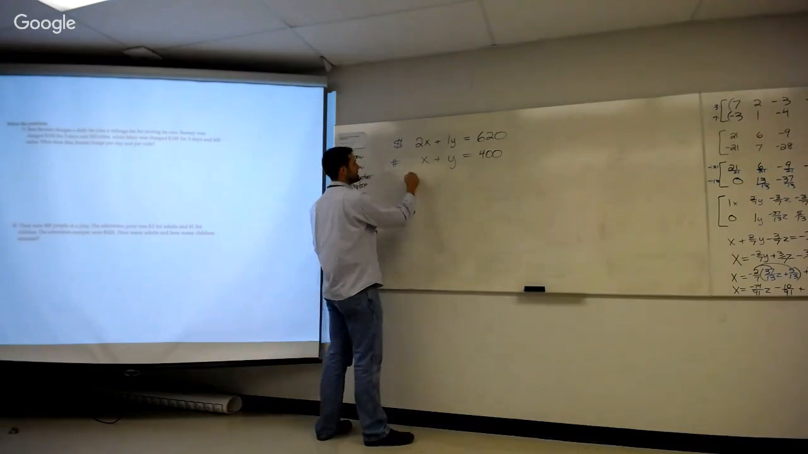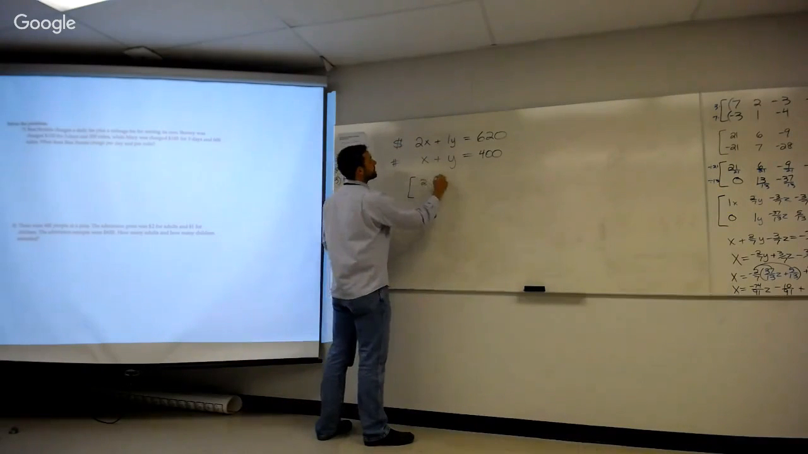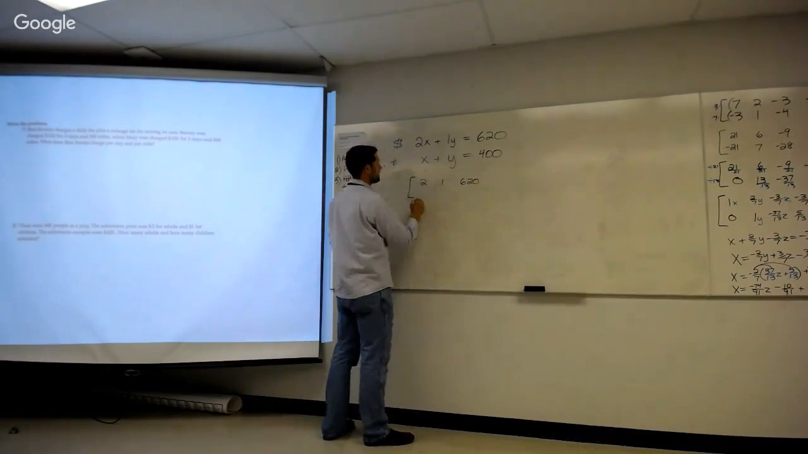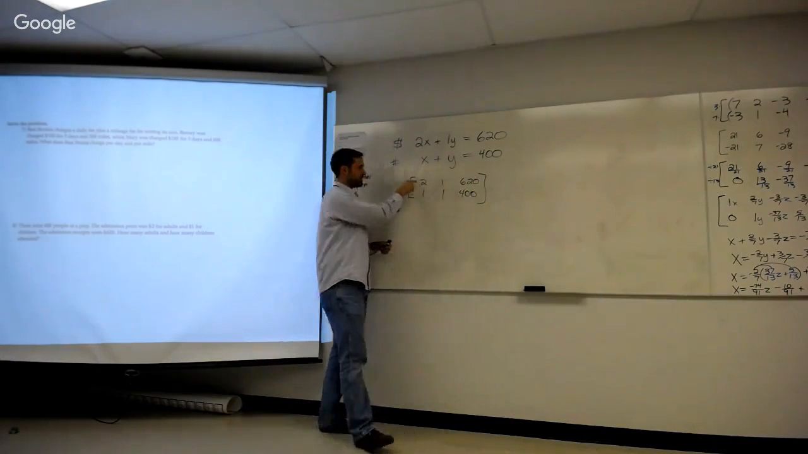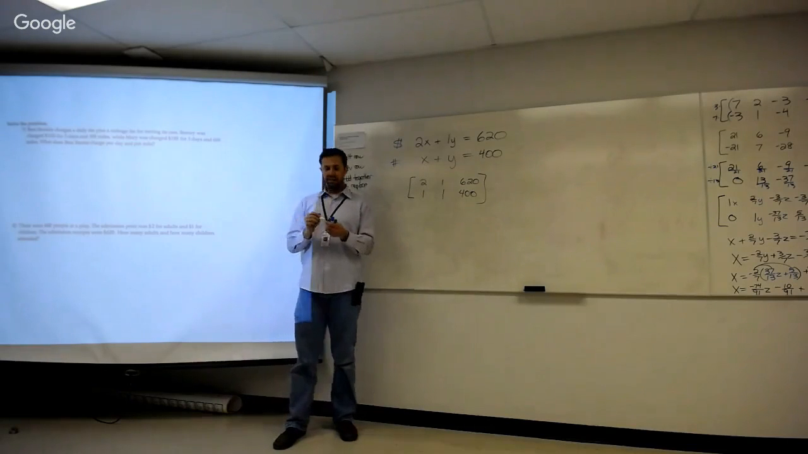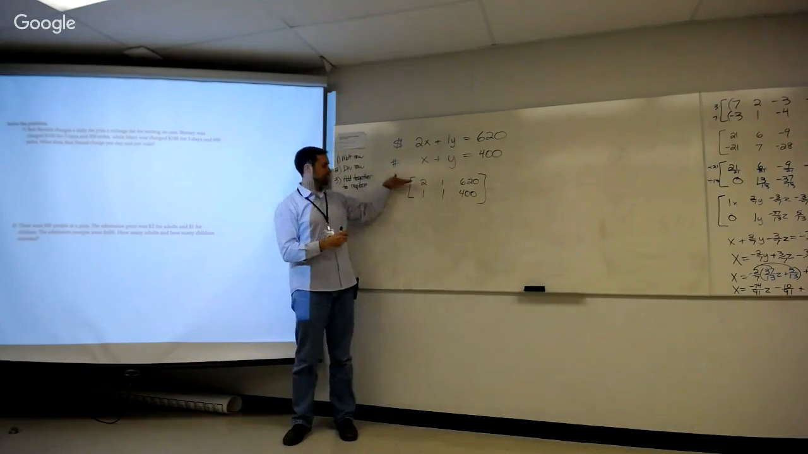So what is our matrix? 1, 1, 400. Oh, I'm sorry, I have it the other way. Well, it's fine. You can actually have these inverted if you want. If you have that one on top and that one on bottom, totally fine. And see, that's the beauty of matrices. It doesn't matter which one goes on top, you're still going to get the same answer.